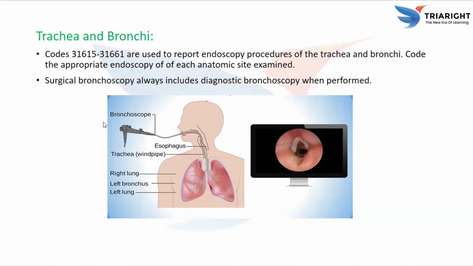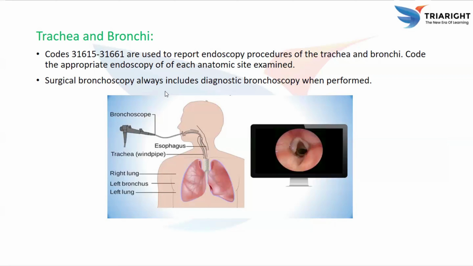Always choose the code based upon the deepest anatomic site examined or treated. So you have to code the appropriate endoscopy of each anatomic site examined. If the physician examines the trachea only, you have to use the tracheal bronchoscopy code. If there is a trachea plus one bronchus, you have to use the bronchial code. And trachea plus both bronchi, you have to assign the bilateral bronchial code if allowed. So you do not code trachea and bronchi separately. Bronchial codes already include the tracheal examination.